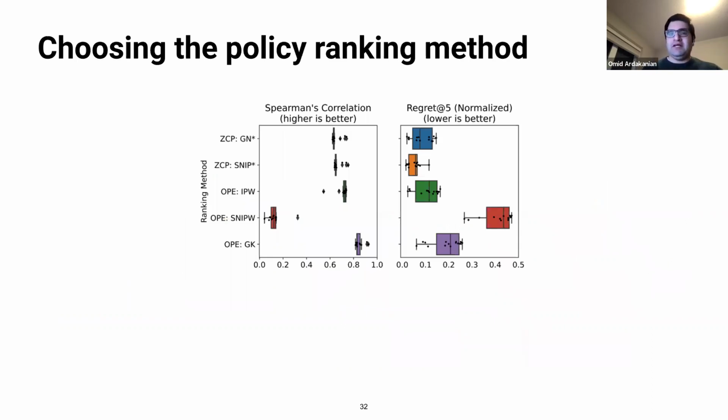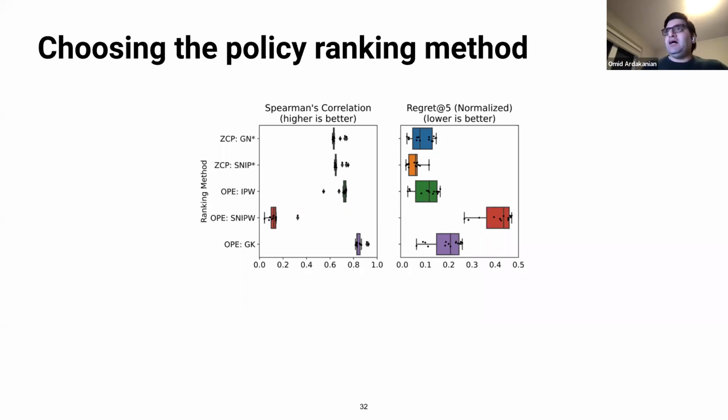So this is showing, again, different zero-cost proxy and off-policy evaluation techniques that can be used for evaluating policies. The rows, or the y-axis, are the different techniques that I talked to you about. And the x-axis is showing either the Spearman correlation, which is the Pearson correlation that compares two different rank sets, or regret at 5, which compares the value of the top 5 policies under this policy evaluation technique with the actual top 5 policies that we would have if we had ground truth data.